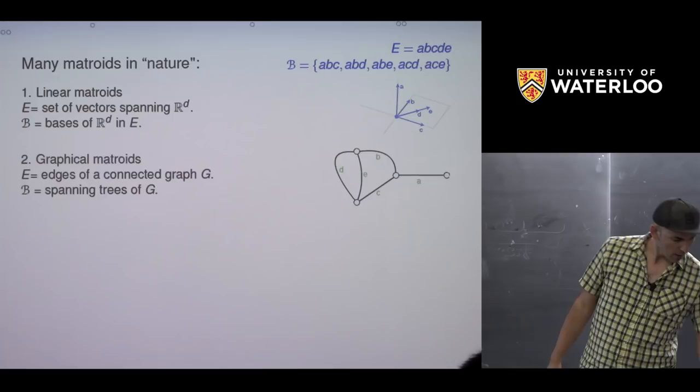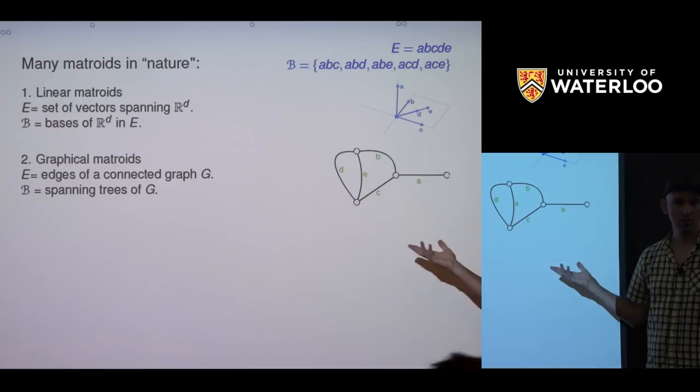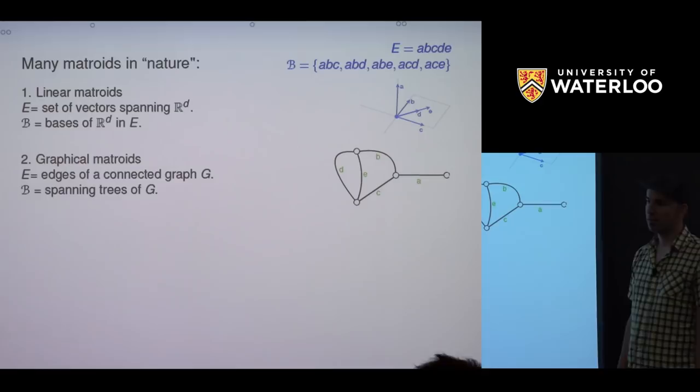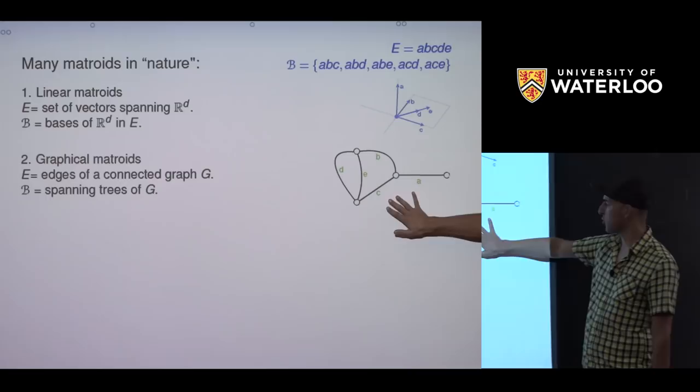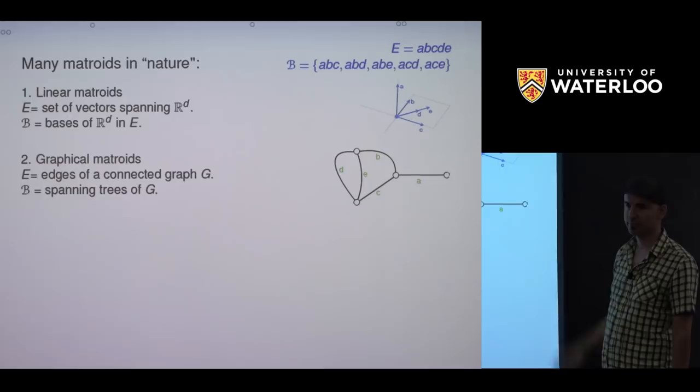So graphs also have a matroid. If I have a graph and I look at the set of edges, and then I look at the spanning trees, so basically maximal sets that don't contain a cycle, then that family is also going to be the set of bases of a matroid. Okay? And I chose my example carefully so that if you look at the spanning trees here, they are precisely the same bases here. Okay? So I have a matroid that can be represented linearly or graphically.